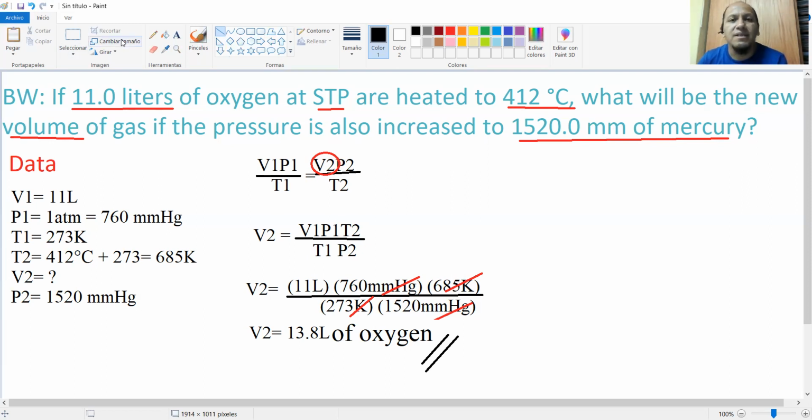So that would be the first idea. Get back to the video if you want to get started again. Basically, that will be an idea for practicing with the combined formula for gases.